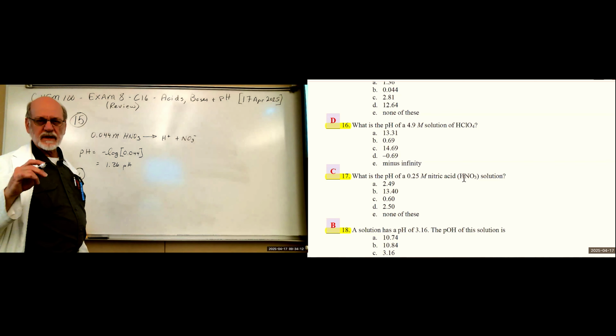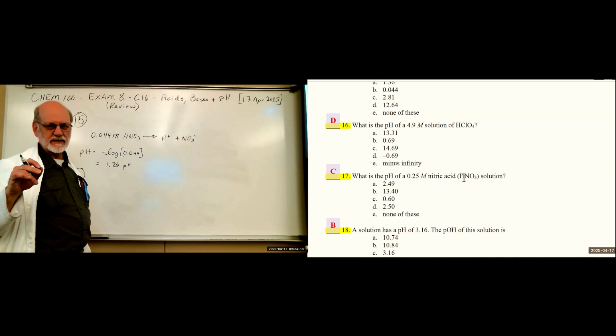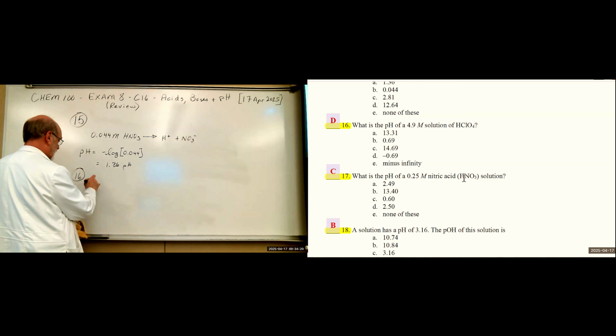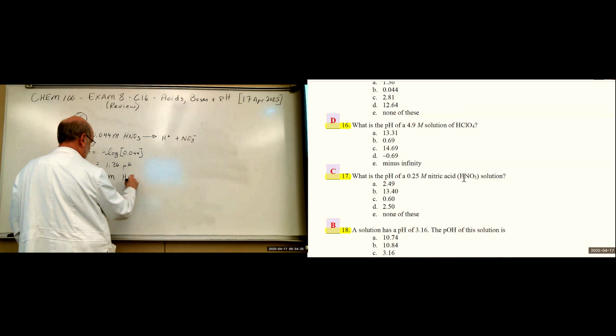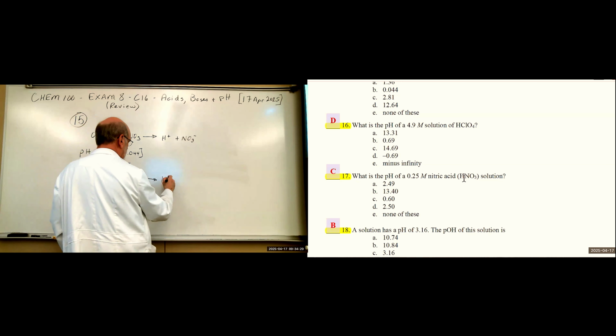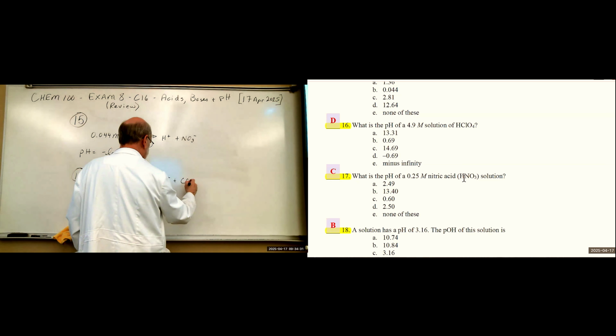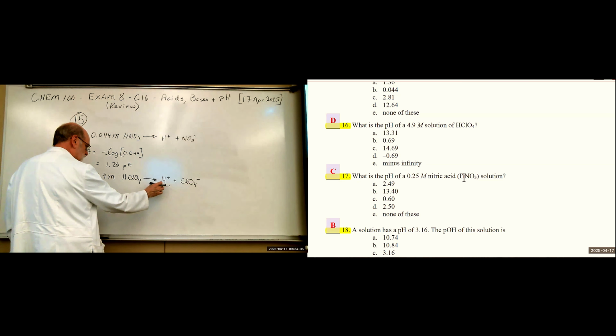Only this time it's 4.9 molar perchloric acid. 4.9 molar perchloric, which is a strong acid. It's going to produce hydrogen ions plus the perchlorate ion. So this is actually the concentration of that one.